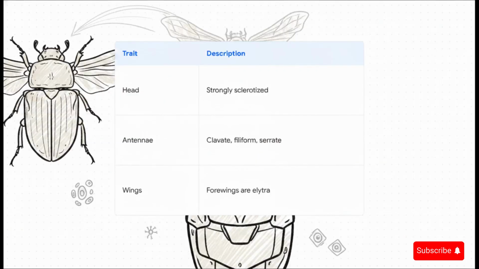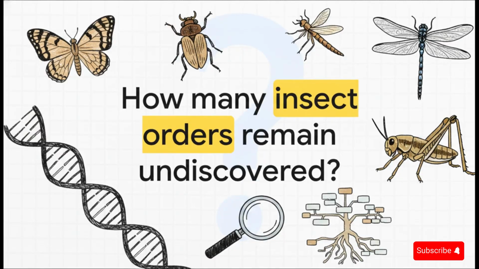And that heavy-duty armor extends right down to their wings. The key to a beetle's success is its elytra. In Coleoptera, the front wings completely lost their role in flying. Instead, they thickened up into tough, hard, protective shields that snap tightly over their backs. These elytra protect the delicate, highly foldable flying wings tucked safely underneath, keeping them pristine until the beetle is ready for takeoff.